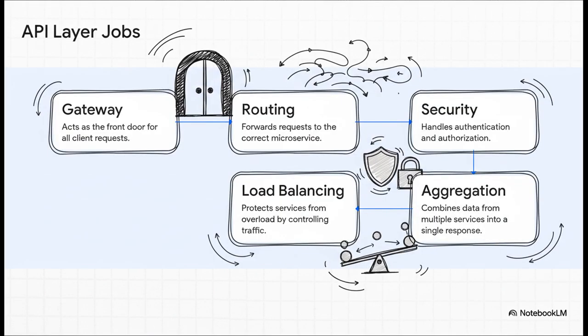And man, this layer is busy. It's doing at least 5 big jobs. First, it's the gateway, that front door we talked about. Second, it handles routing, making sure your request gets to the right service. Third, it's the security guard, handling authentication and authorization. Fourth, it can act as a data assembler, aggregating info from multiple services to give you one clean response. And finally, it does load balancing, making sure no single service gets totally overwhelmed with traffic.